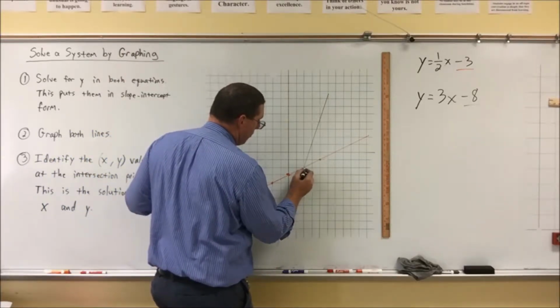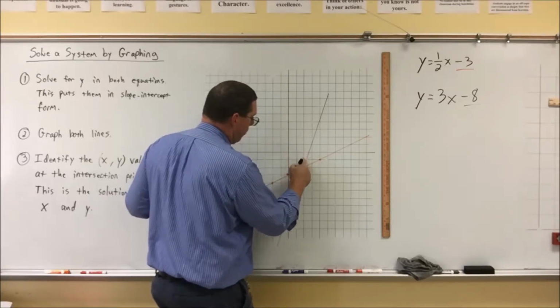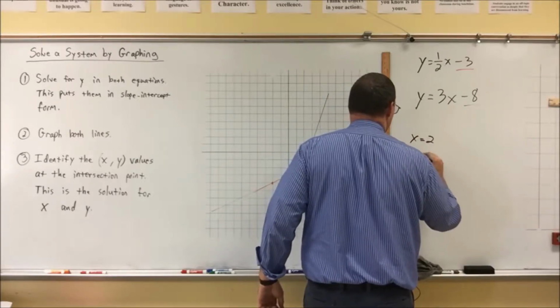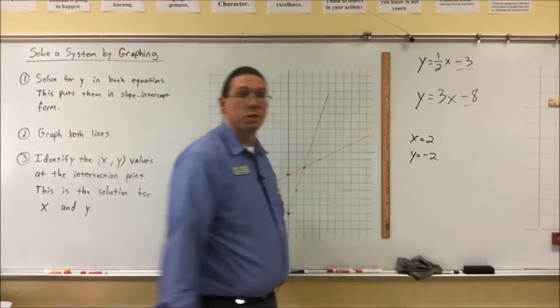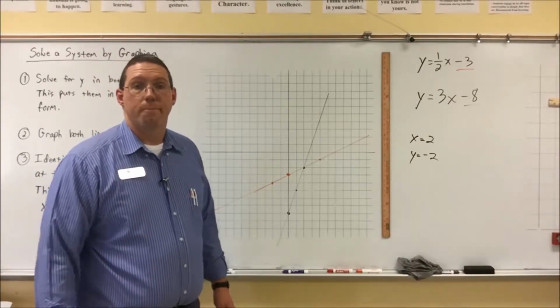So look, they intersect right here, and that's the point, that's positive 2 and -2. So x equals positive 2 and y is equal to -2. That's our solution to our system of equations, okay? Let's try a third one.